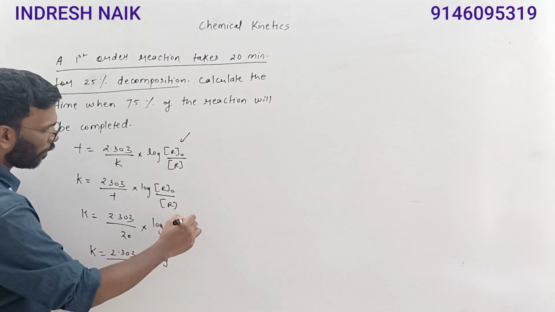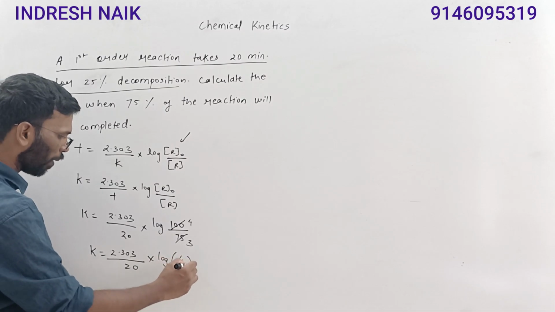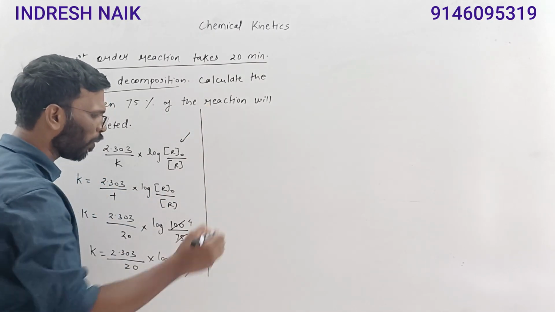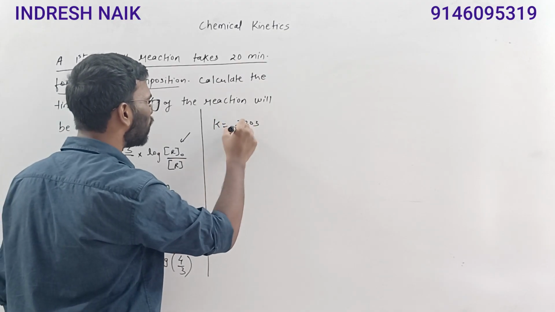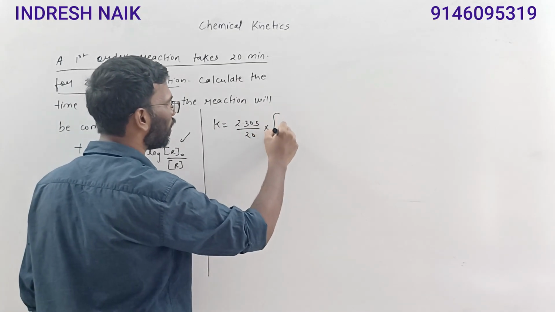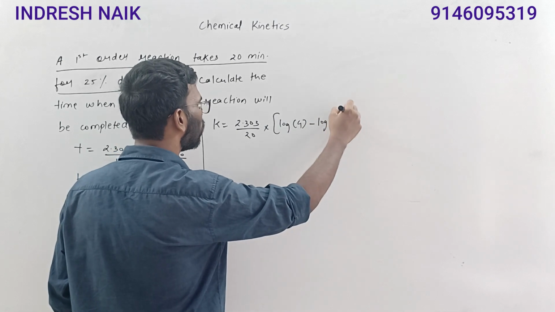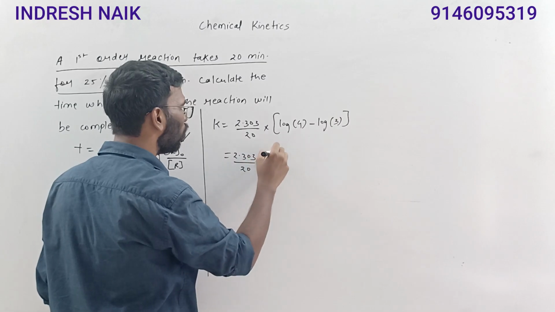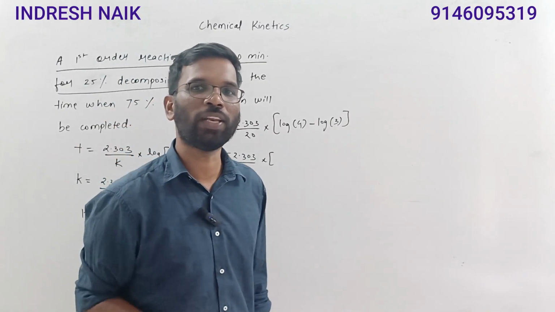This will be 25, 4 times, 23, 4 times. So this is log of 4 by 3. How to find log of 4 by 3? You know, the logarithm table will be provided in your exams, yes, but still without the logarithm table we can do this. So this log of 4 by 3 could be written as log of 4 minus log of 3. So this is 2.303. Log of 4 is how much? We don't know the log of 4, but we know log of 2.